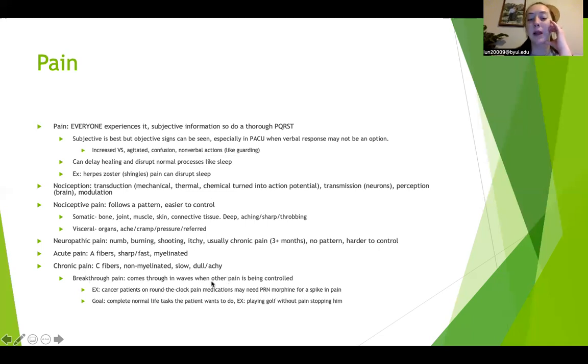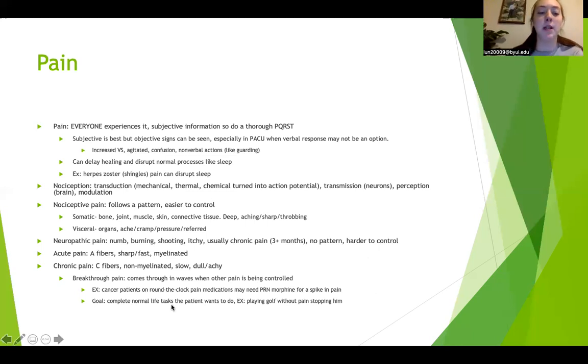Breakthrough pain comes in waves, so they're getting opioids to control their pain, but somehow that pain broke through and they're like, it's a 9 out of 10 pain. So cancer patients definitely need to be on round the clock pain medications and may need PRN morphine for spikes in pain. The goal for chronic pain sufferers is to complete normal life tasks. Like if the patient wants to play golf without the pain stopping them, that's your goal. That's what you're going to try and help them accomplish.